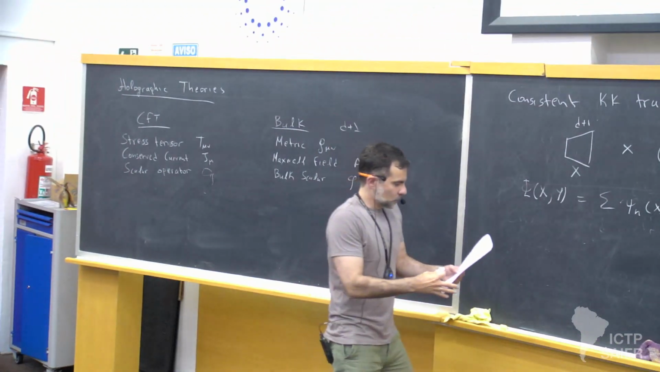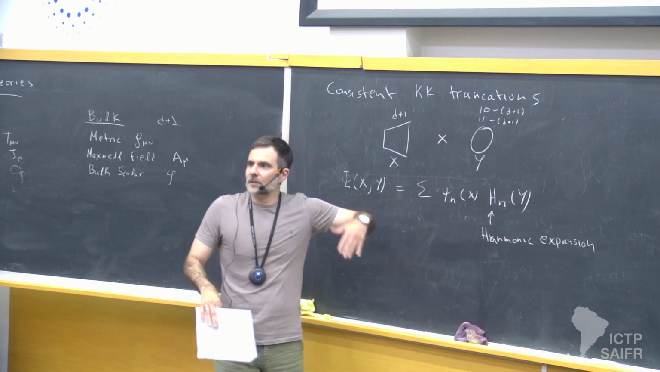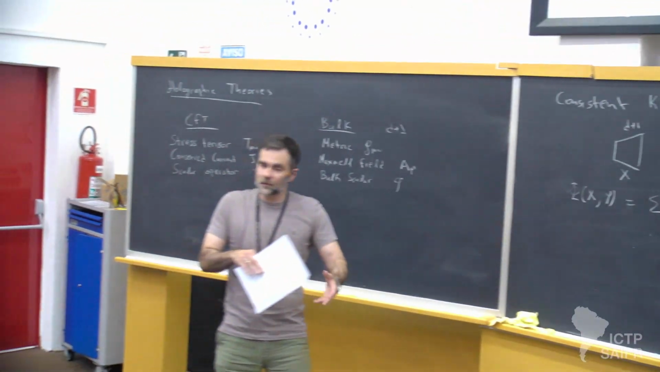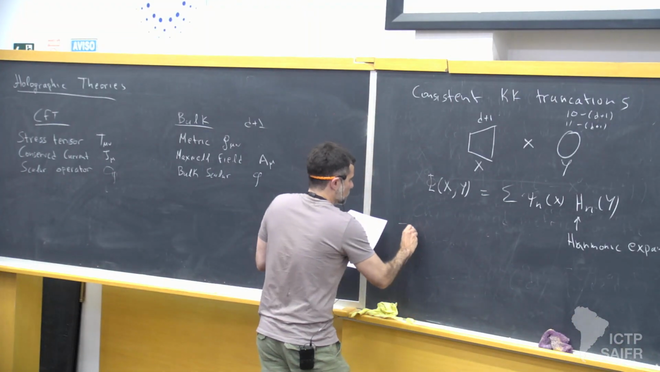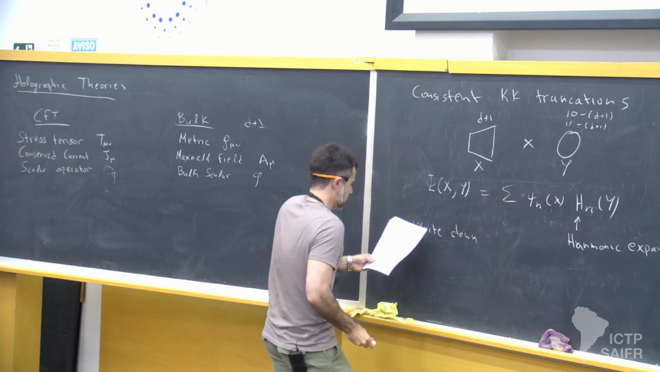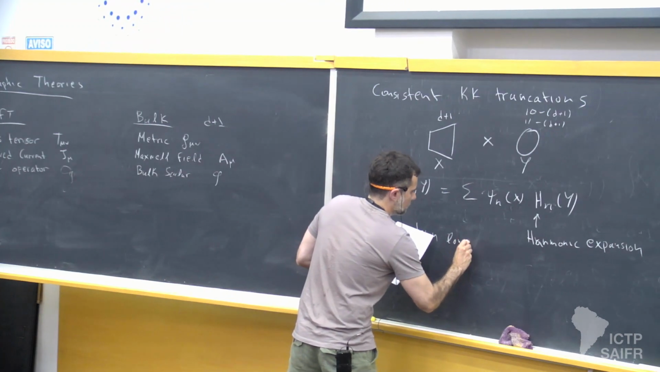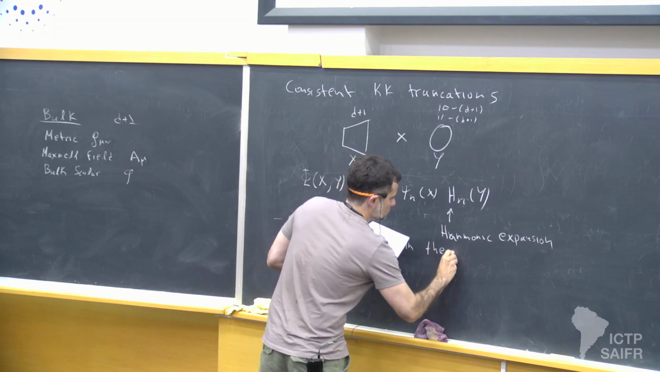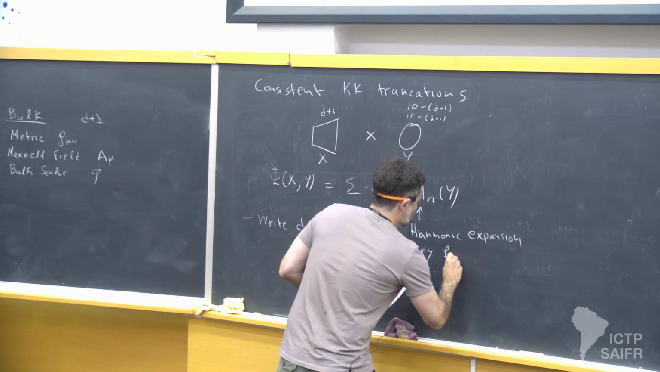Okay, so this decomposition would basically give me an infinite number of lower dimensional fields, right? For each harmonic mode, I would be getting a lower dimensional field. That's an infinite set of fields. So what you can do is write down the lower dimensional theory for the infinite tower of modes.